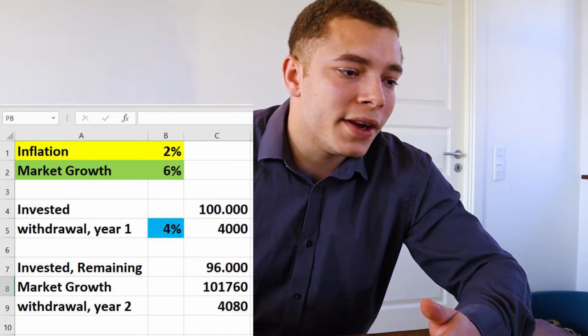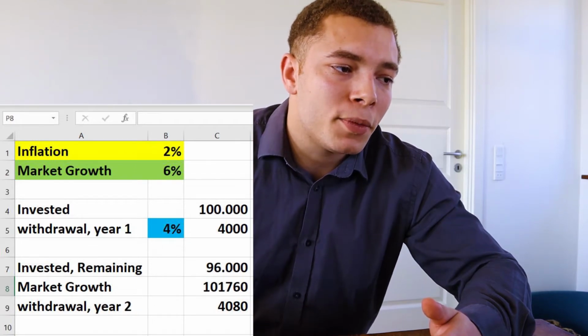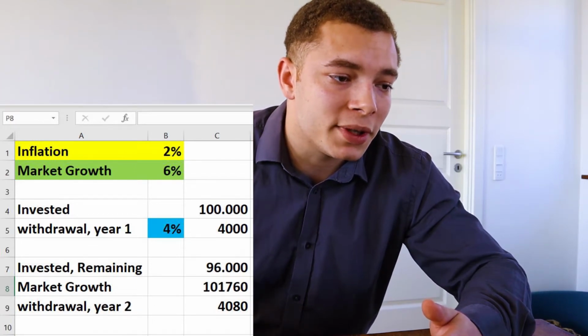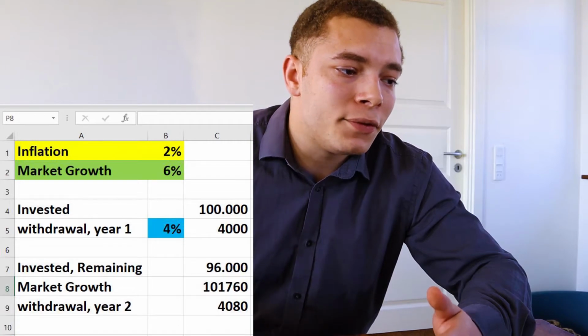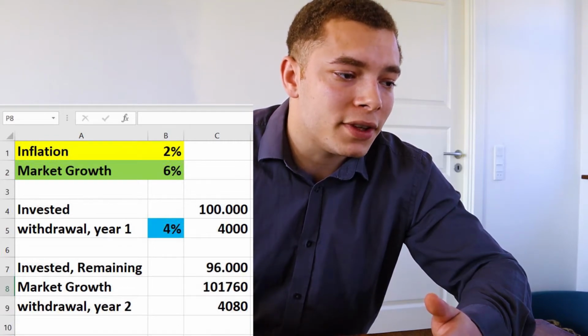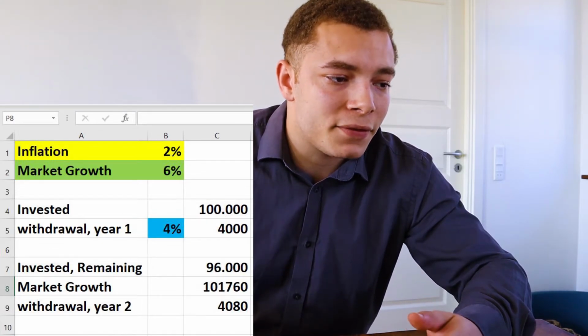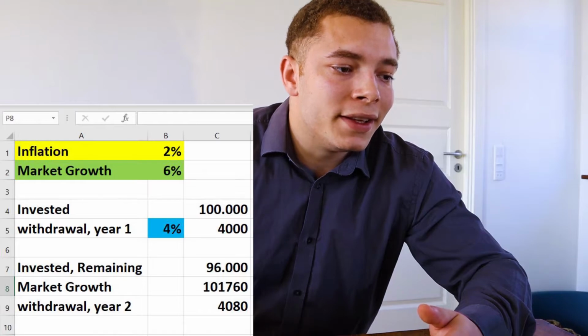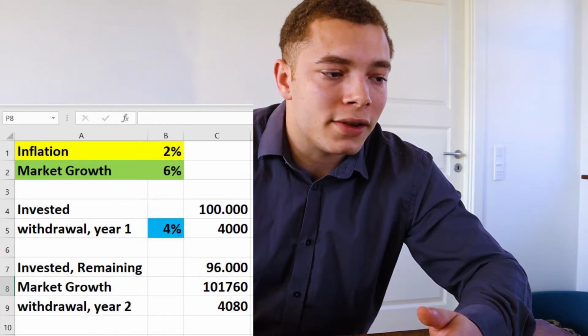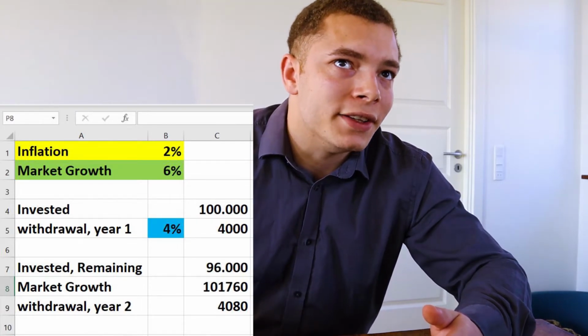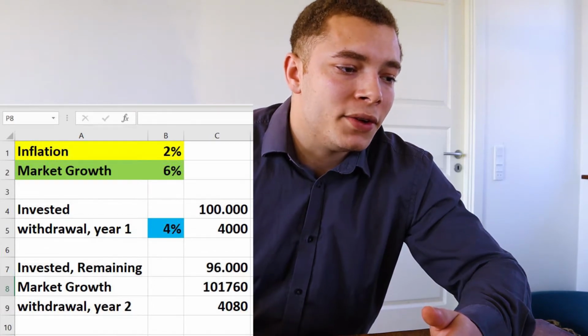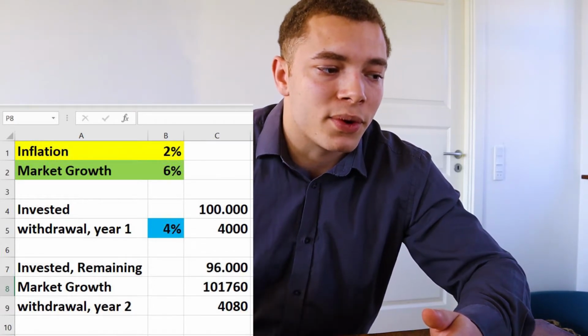That leaves you with a total of $101,760. So already here, in the first year you withdraw 4%, but your principal, your total investment amount, actually goes up. If you take out another $4,000, which is the 4% of the original invested amount, plus 2% for inflation, you take out $4,080 for that year, because you have now adjusted for inflation over the course of a year. So in the example I just showed you, you withdraw 4% once a year.